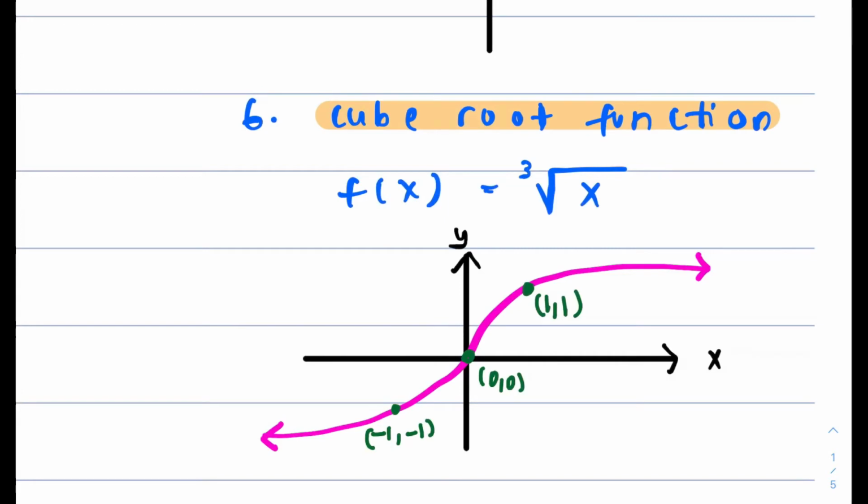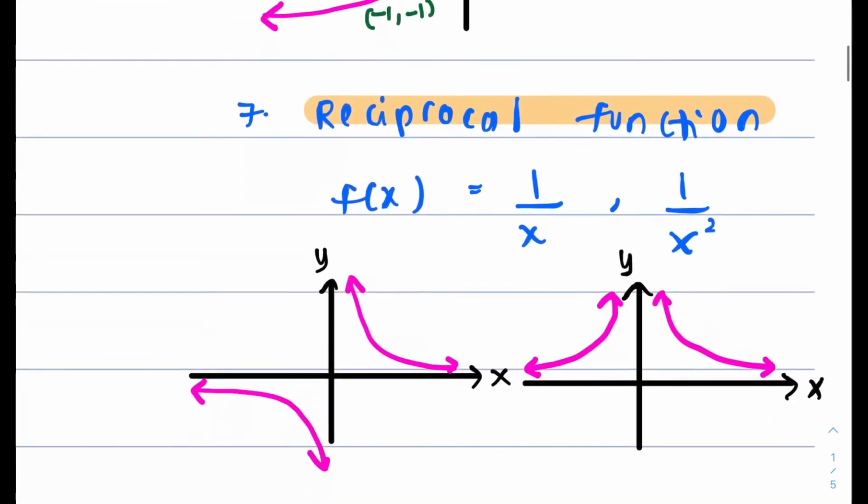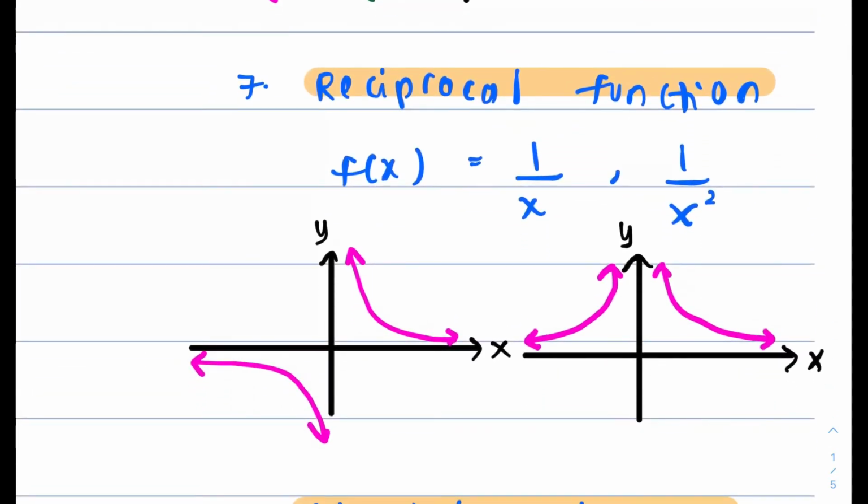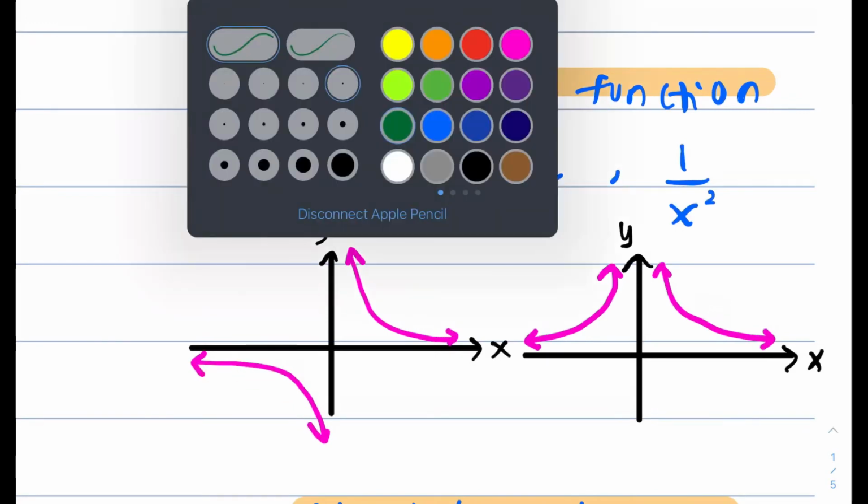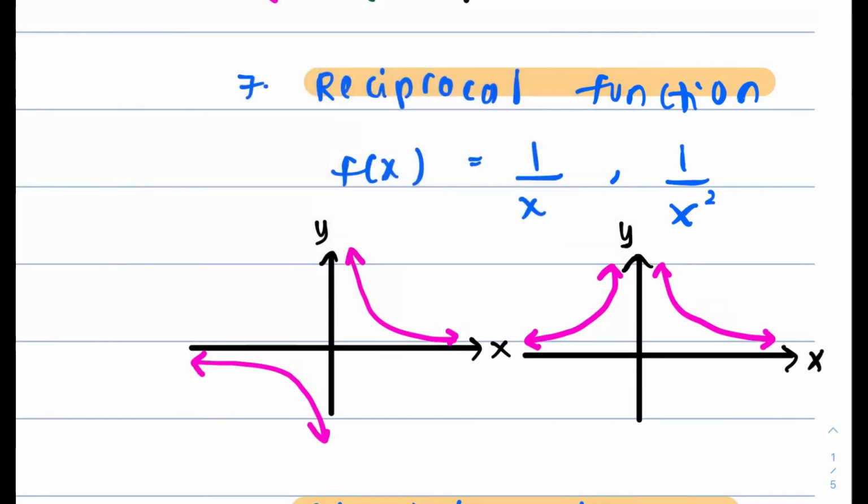Now the next one is the reciprocal function. There are two reciprocal functions you should know: the first one is 1 over x, and the second one is 1 over x squared. For 1 over x, it will have a graph something like this, the upper side and the downside, something like this. And you're going to have a vertical and a horizontal asymptote.